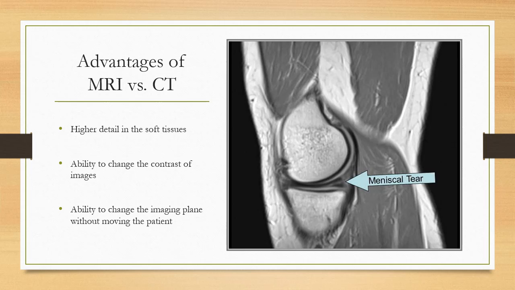In this image, the black triangular-shaped anatomy is the meniscus of the knee. It is considered fibrocartilage. The white line going through it, where the arrow was pointing, is actually a tear of the meniscus. A CT scan probably would not be able to see this as clearly as the MRI. Simply stated, MRIs show higher detail in soft tissues.